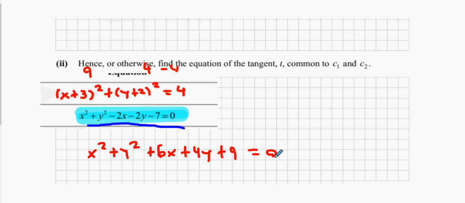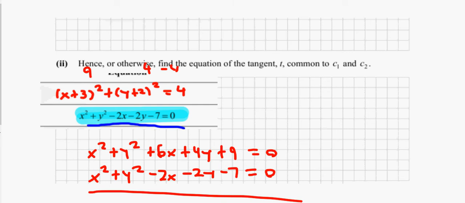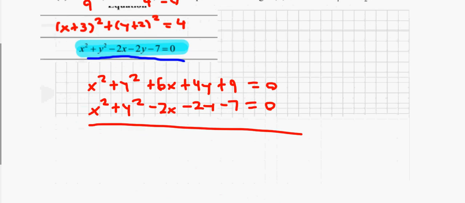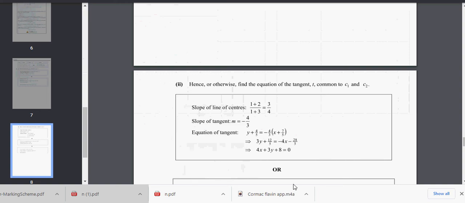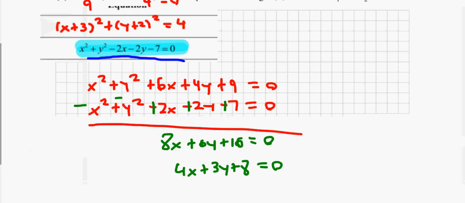And what you do is you just take away these two equations from each other, and it gives you the common tangent every time. So just C1 take away C2. Such an easy job. So I'm just going to take them away. Minus, minus, plus, plus. And what I should get is 8x plus 6y plus 16 equals 0. Divide both sides, so we get 4x plus 3y plus 8 equals 0. I'm going to check if I'm right. And yeah, there it is. No bother. Easy trick.